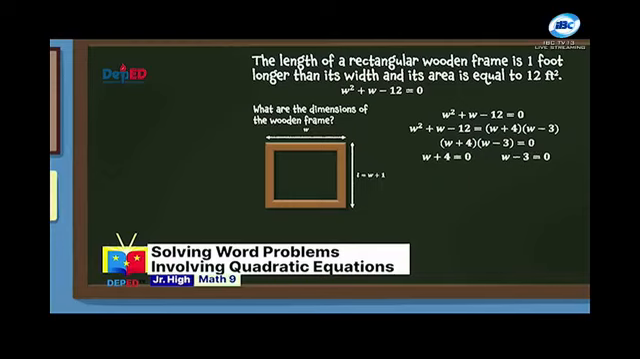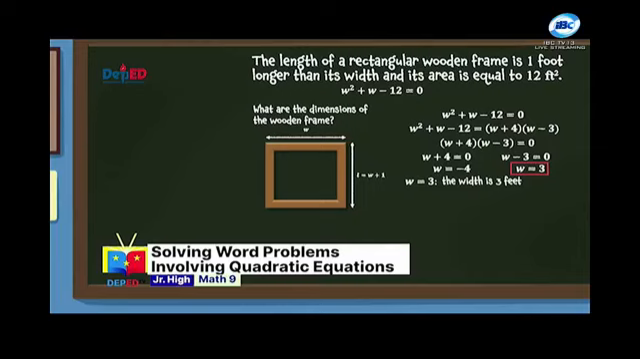Equating each of these factors to 0, we must get the two values of w, which are negative 4 and 3. However, since w represents the width of the frame in feet, it can't be negative. Thus, w must be 3. The width of the wooden frame is 3 feet.